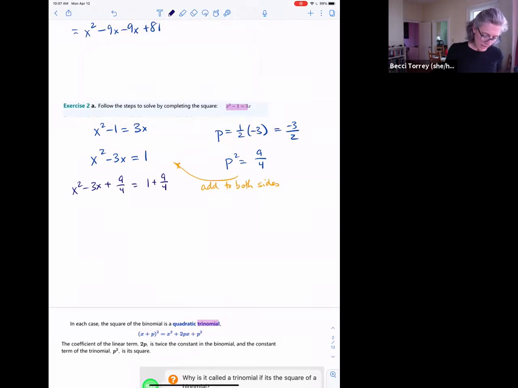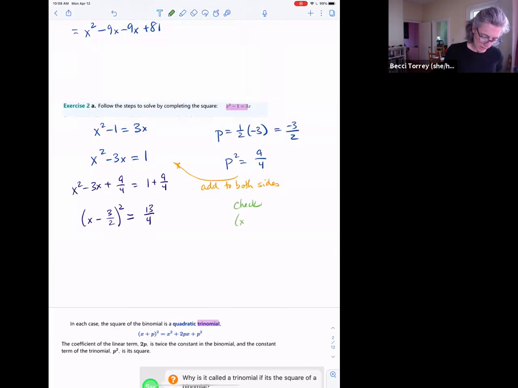So on the left side, the whole point is that we can write this as something squared, and the thing that we're going to be using here is the p-value, this minus 3 over 2. So this should be equal to x minus 3 over 2 squared. And on the right side, 1 is 4 over 4, 9 plus 4 is 13, so this is 13 over 4.